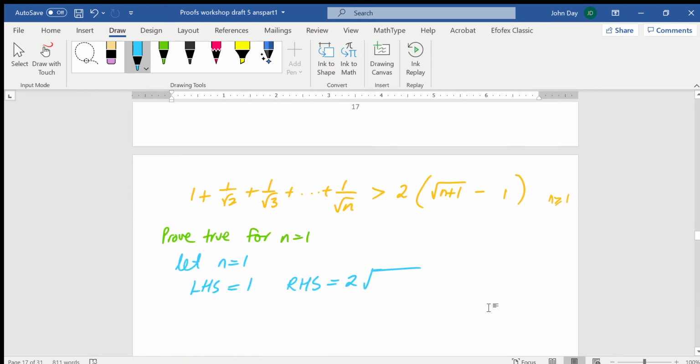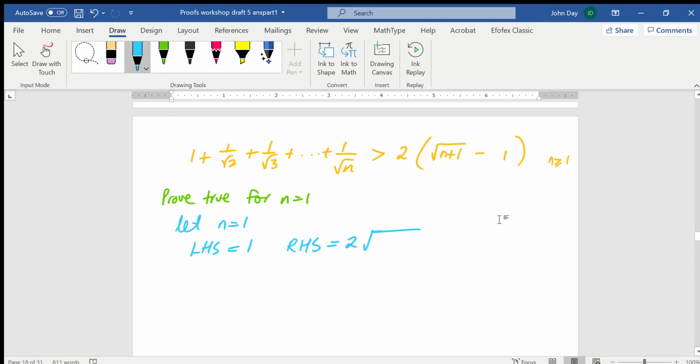So I've got up to here where we're trying to prove it true by induction. So I'm at the point where I prove it true for n equals 1, and that's where my computer decides to spit the dummy on me. So here we go again.